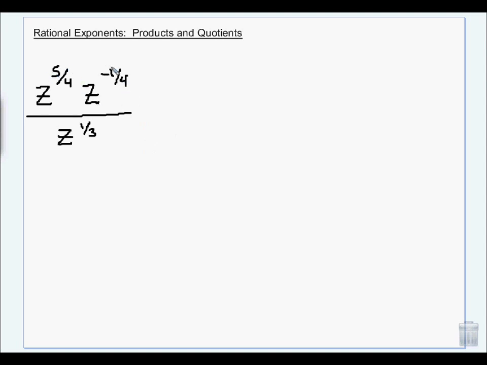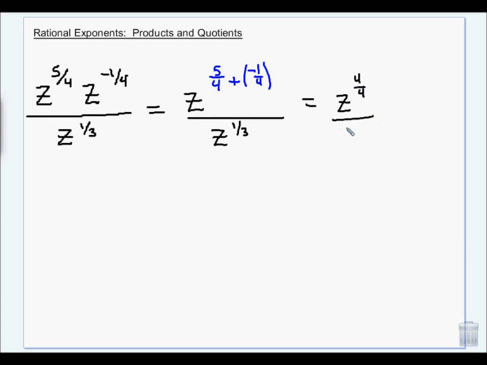Okay, in the first one, we'll deal with the numerator first. We already have a common denominator in our fractions, so I'm going to add those together. So I'm going to have 5/4 plus -1/4. And this is just going to stay the same. So this is z to the 4/4 over z to the 1/3. And 4/4 is just 1.